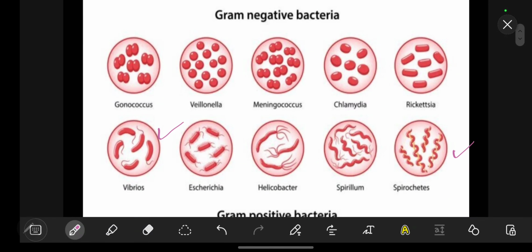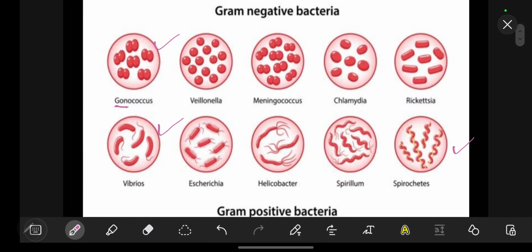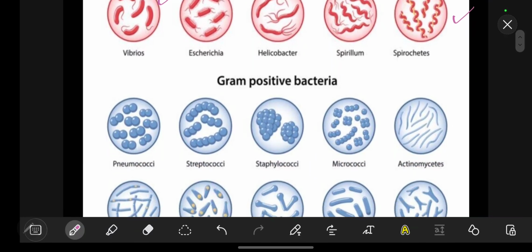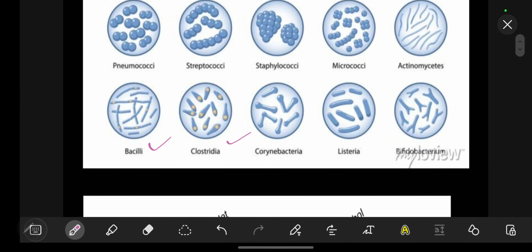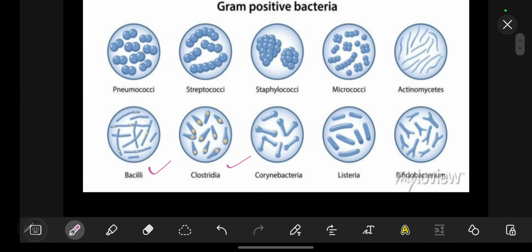We also have the one that causes gonorrhea, which we are going to call gonococcus, which is very simple because if you know gonorrhea, you can just say gonococcus. Then we have others. So you can at least know some examples of the gram negative and the gram positive in that matter.